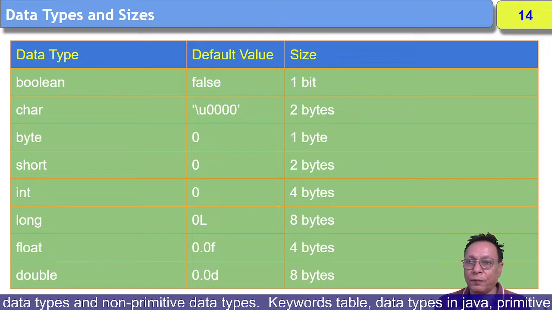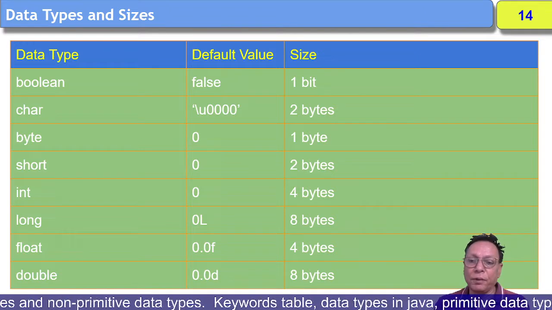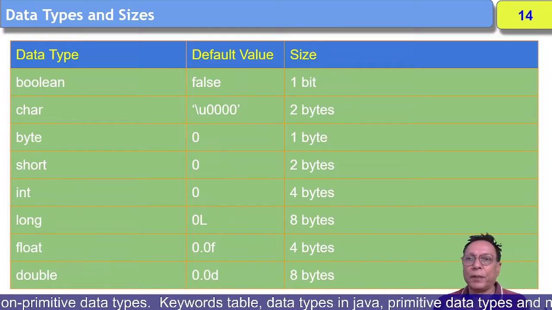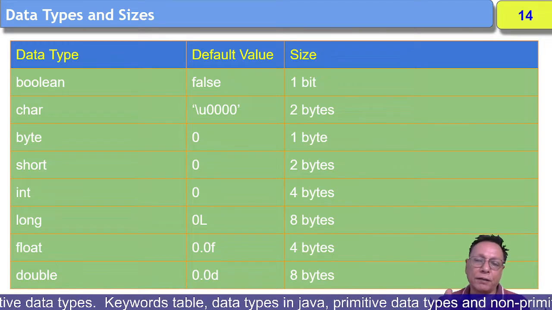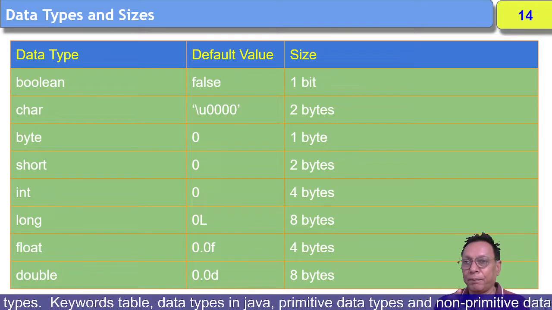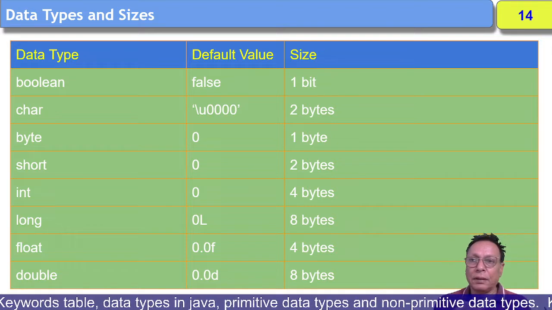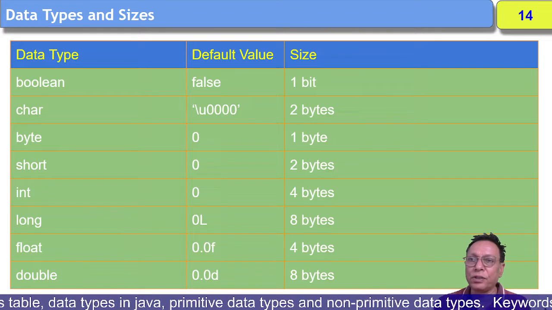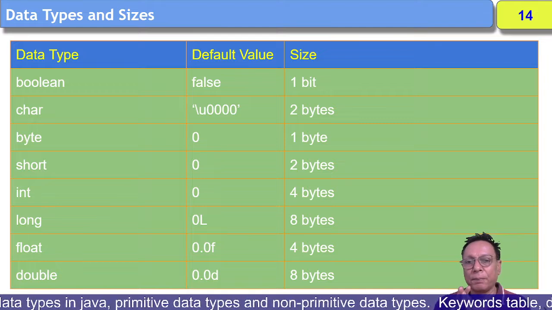Float, when you want to use the decimal point or the precisional value, in that case you will have to use float type and its default value is 0.0f. F indicates float and its memory size is 4 bytes, means 32 bits. And the next type is double. This is indicated by D and its default value is 0.0d and its memory size is 8 bytes.